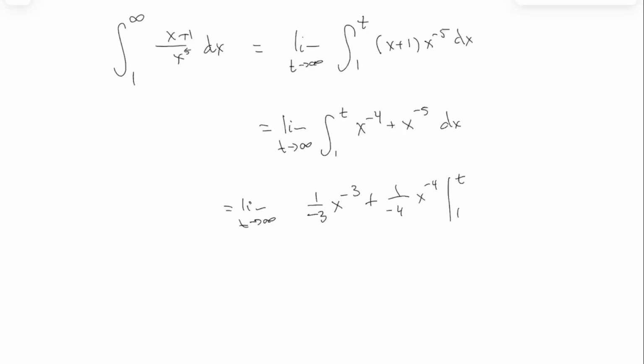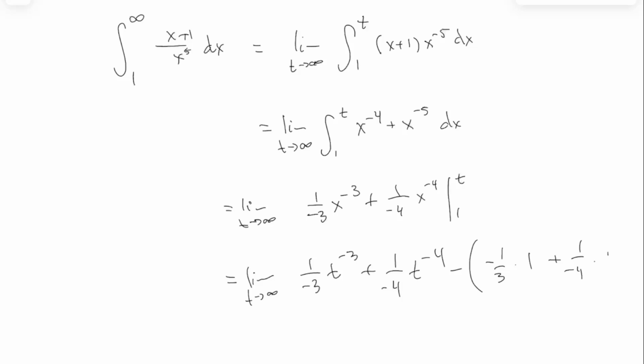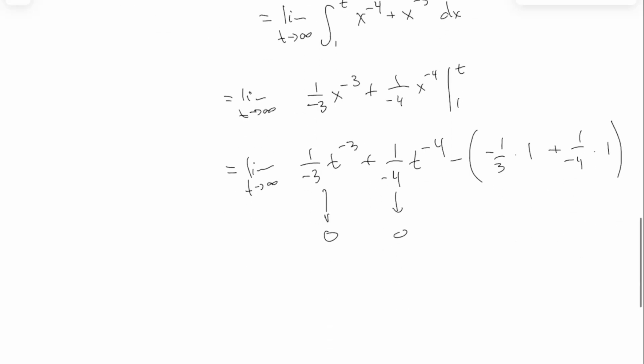And again, since those exponents are negative, when I plug in t and make t go to infinity, those parts go to 0. So this eventually, well, I can't tell what eventually it becomes. It's the limit as t goes to infinity of 1 over minus 3 t to the minus 3 plus 1 over minus 4 t to the minus 4 minus 1 over minus 3 times 1 plus 1 over minus 4 times 1. Anyway, these two things both go to 0, and so it converges.